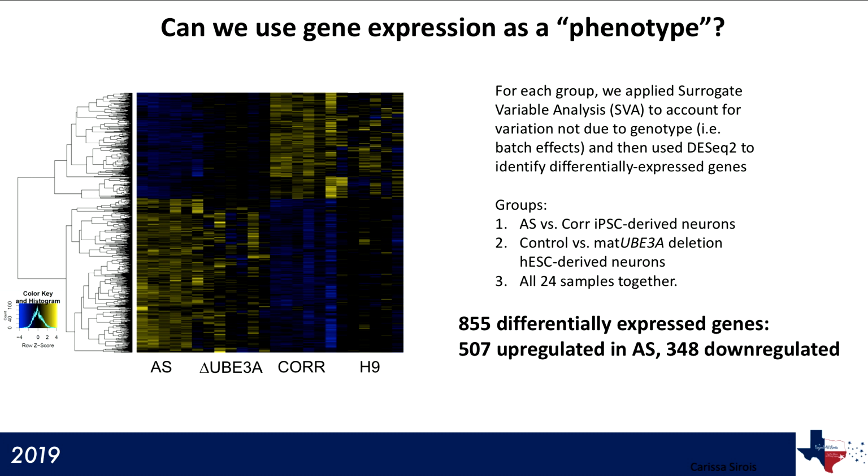And we did some pretty extensive informatic tricks. We used surrogate variable analysis to get rid of background, to get rid of changes that are due to batch effects or various things that we can't put our fingers on, don't know what they are a priori. And we asked, what are the genes that are differentially expressed when you consider this whole cohort? And ultimately we found 855 differentially expressed genes, 507 upregulated and 348 downregulated in Angelman syndrome. And that's for a single gene disorder.